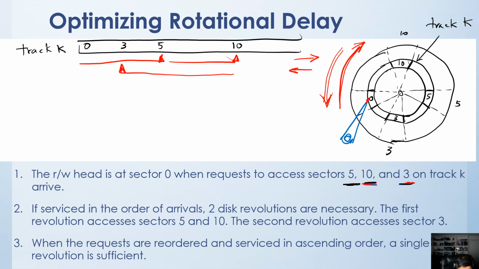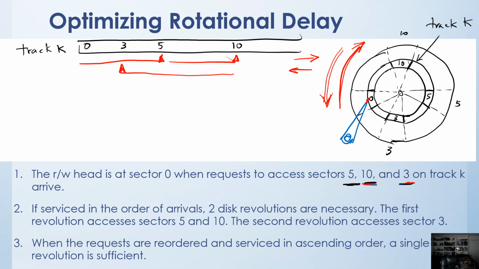To optimize this, when the requests are reordered and serviced in ascending order, it doesn't matter which one arrives first. When I actually serve these sectors, I'm going to serve these sectors in ascending order.